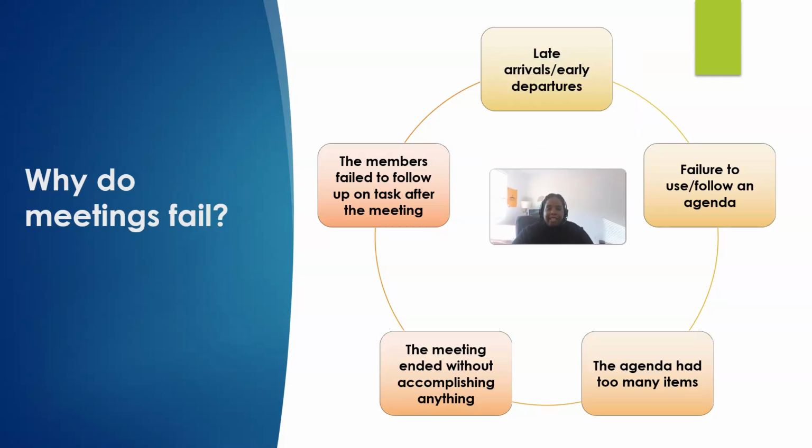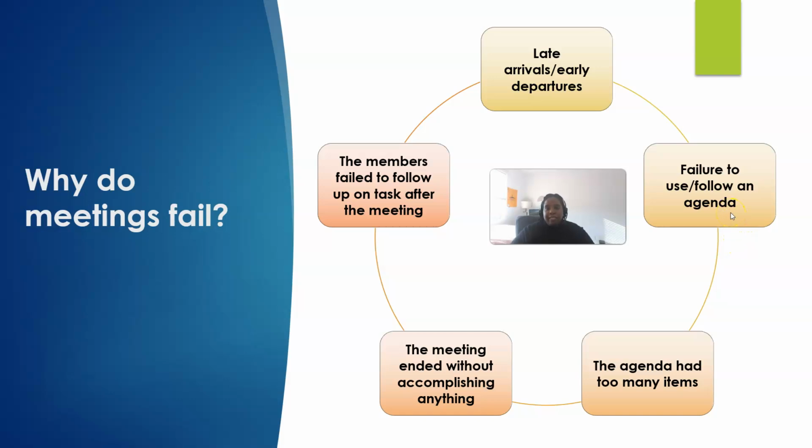Before we dive into the guidelines of how to have effective meetings, let's talk about why meetings fail in the first place. First, you might have late arrivals and early departures. Consistent late arrivals and early departures can be disruptive to the meeting process. You want to make sure to keep those to a minimum, but make sure to communicate if you do have to leave early or arrive late.